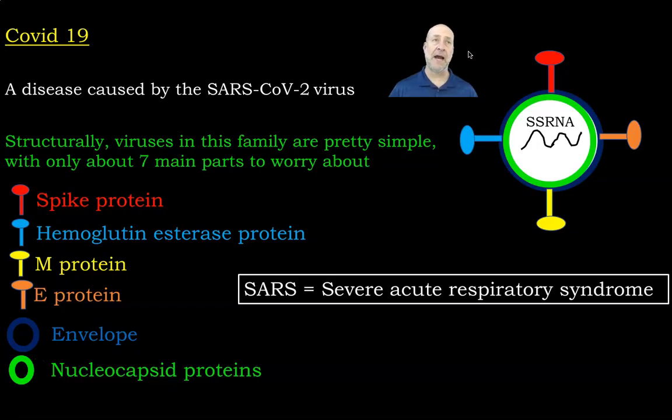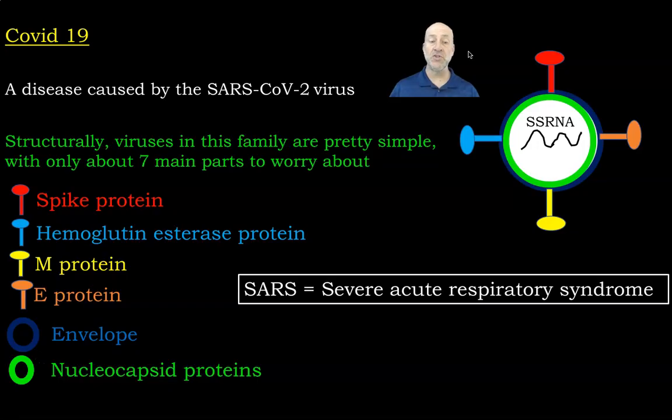A viral disease caused by the SARS-CoV-2 virus. That's just a type of virus. SARS stands for severe acute respiratory syndrome. If you were around in 2002 and you were paying attention, meaning you weren't an infant, then you would have known the SARS outbreak of 2002 was a pretty big deal, and it's acute respiratory distress caused by a virus. And we'll talk about the mechanisms in just a bit.